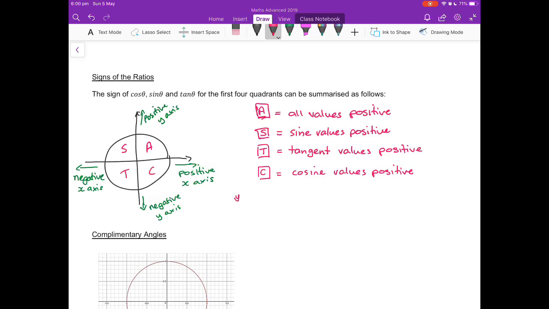All right, so I'd just like to make a quick little note there that this is obviously related to the axes being used or being referred to. Now, next lesson, we will continue to explore these ideas for angles of any magnitude.